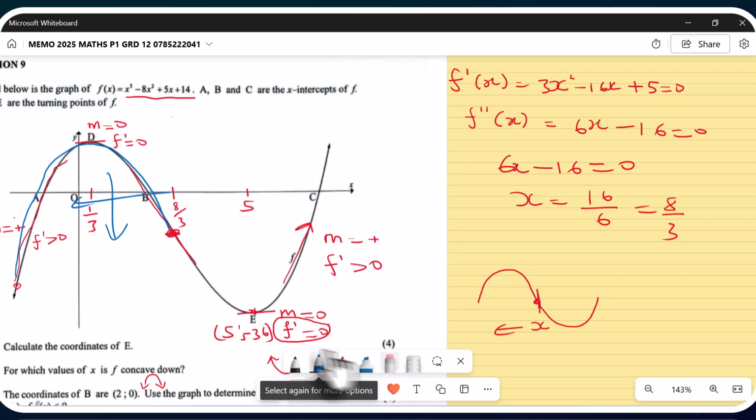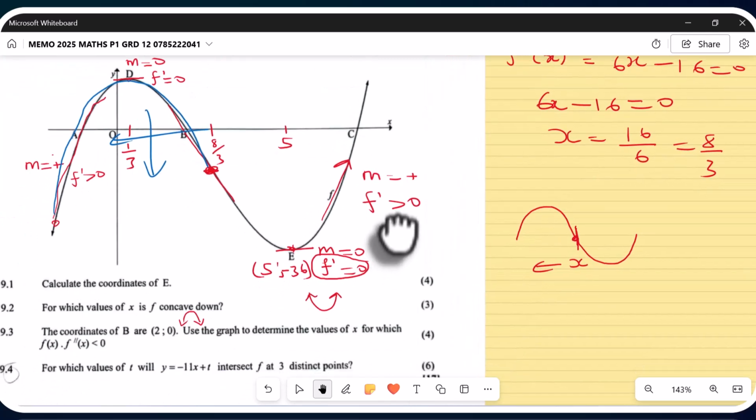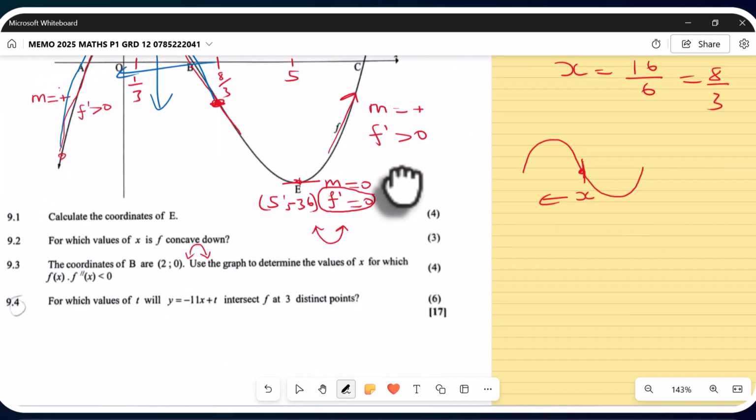Hope we are together. Okay, now they say here 9.3. The coordinates of B are (2, 0). Use the graph to determine the values of x for which the function multiplied by the second derivative is less than 0. I repeat, if point B has these coordinates, use the graph to determine the values of x for which the function multiplied by the second derivative is less than 0. So what do we do here in this case?